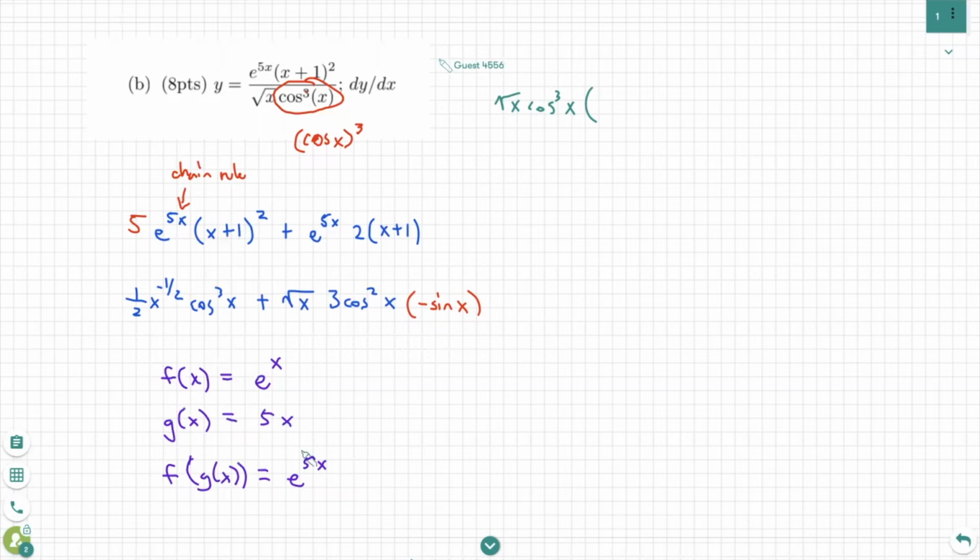Do you remember the formula for chain rule? Yeah, f prime of g times g prime of x. Exactly. So what's f prime of g in this case? It would be e to the 5x. f prime is e to the x, but we have to plug in g for x, which is 5x. And then what's g prime? It's just 5. Got it, that makes sense.